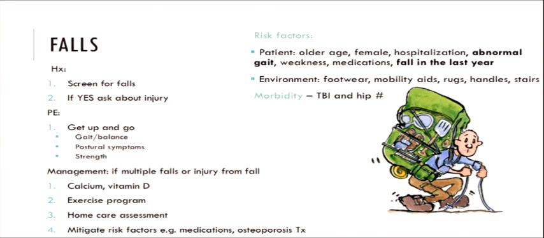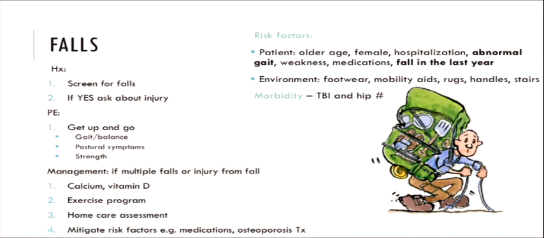And then what do we do about it? So the big things is we care because of the fracture risk mainly and the TBI, the subdural hematoma risk. So we optimize that by giving them calcium and vitamin D. We improve their functional status as best we can with exercise programs. And then we do a home care assessment to look at the environment as well, right? Are they wearing the right footwear? Are they using the right mobility aids? Are there rugs that are dangerous there? Are there handles to help them out of the bath and up the stairs?